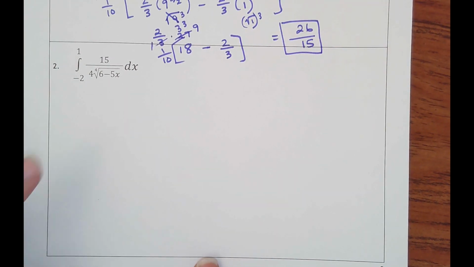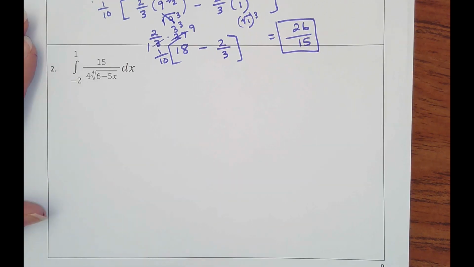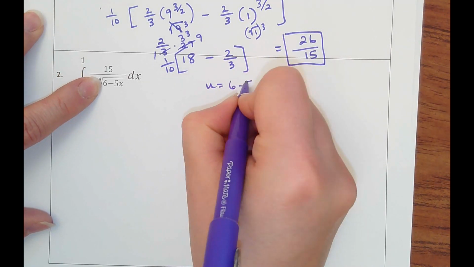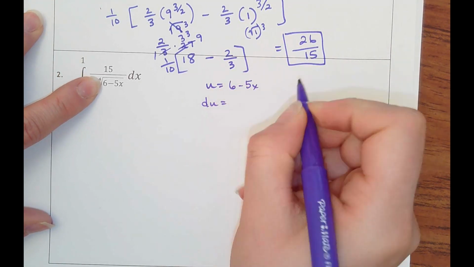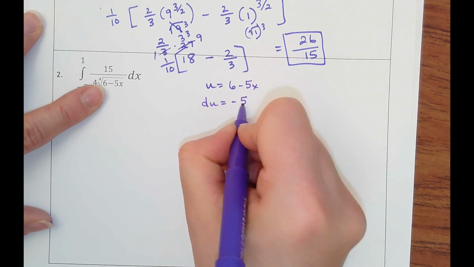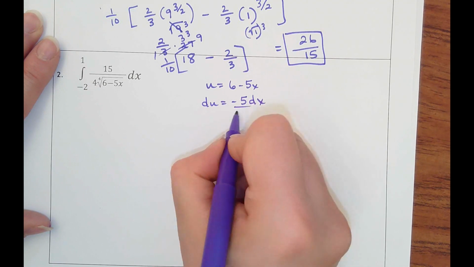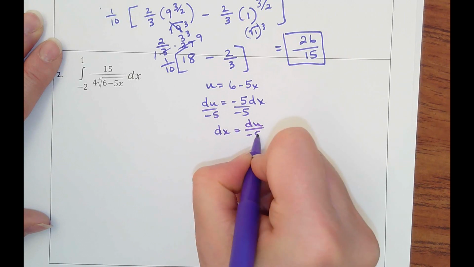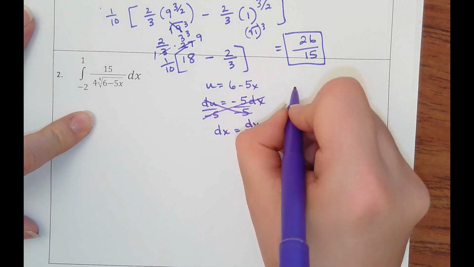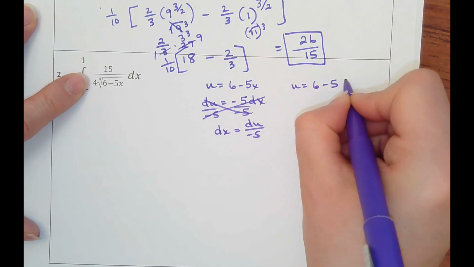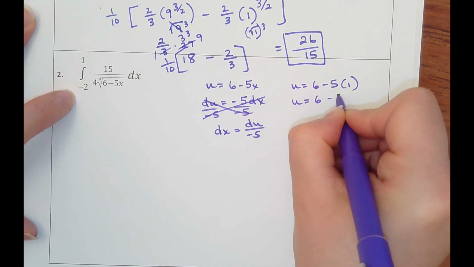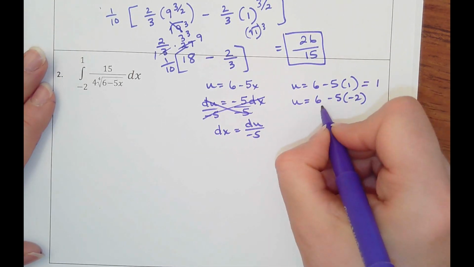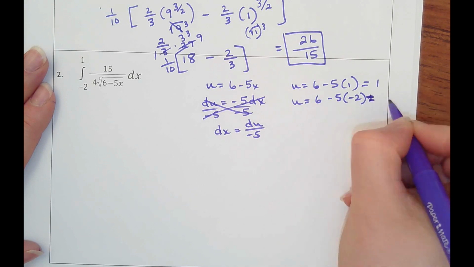All right, number 2. This one's the same setup other than now we have something that's a radical in the denominator. Again, we're going to start with our u substitution. That u is going to be the 6 minus 5x. Take the derivative of u, and that's going to be negative 5 dx. Divide by negative 5. So dx equals du over negative 5. So I never even need this again. I'm going to go ahead and change my bounds. u is going to equal 6 minus 5 times 1, and u is going to equal 6 minus 5 times negative 2. That would be 6 minus 5 is 1, and that would be 6 plus 10, which is 16.